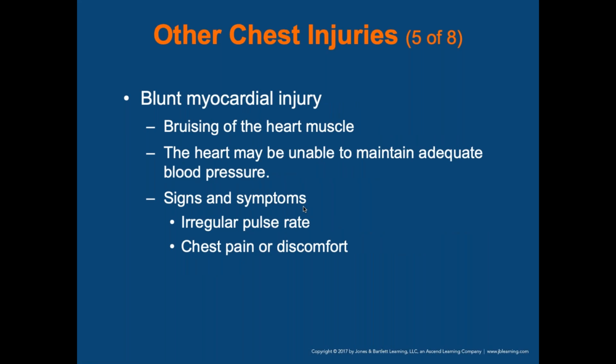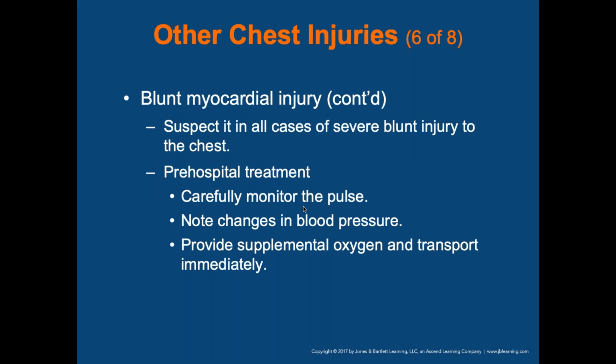A blunt myocardial injury is bruising of the heart muscle itself. So the heart may be unable to maintain adequate blood pressures for this. So look for chest pain or discomfort and an irregular pulse rate. In the field, though, get a 12-lead EKG on these patients. For New Hampshire, Maine providers, once the new protocol comes out in New Hampshire, you can currently do that as well. Remember, they have chest pain, so get an EKG to see what else is going on. Suspect in all cases of severe blunt injury to the chest.